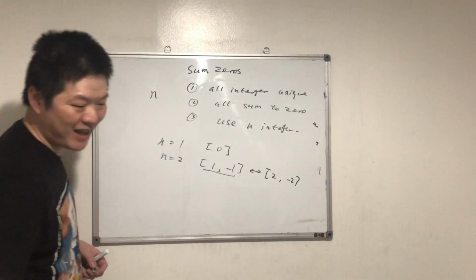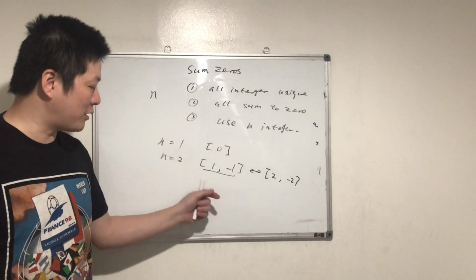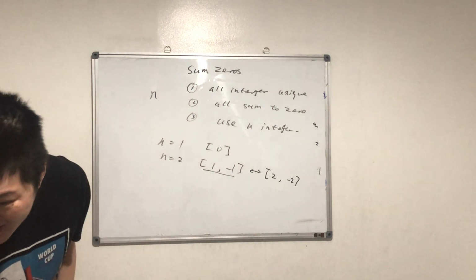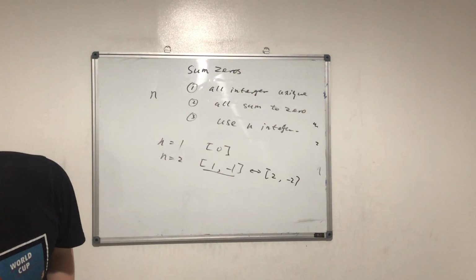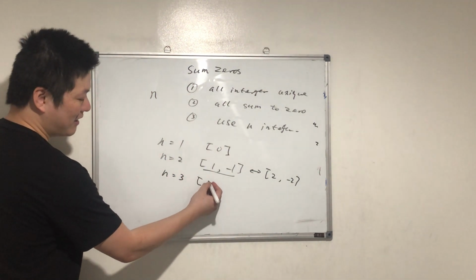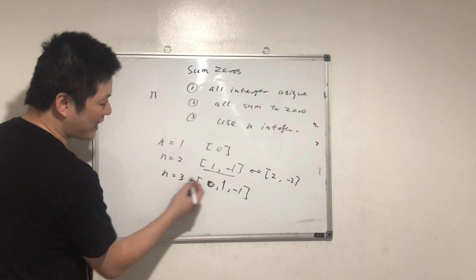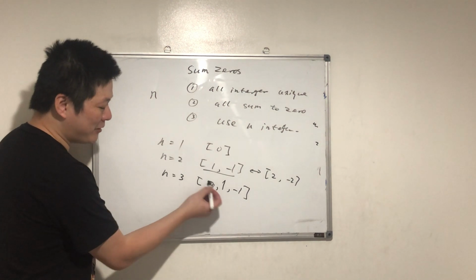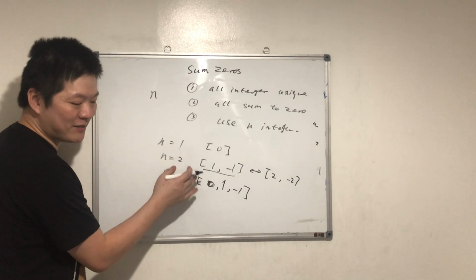So you can find unlimited ones, right? What does it mean? 1 minus 1, so you find two numbers that add to 0, and the two numbers need to be different. 1 and minus 1 will be 0, 2 and minus 2 will be 0, 3 and minus 3. How about n equals 3? 0, 1, minus 1. So when n is an odd number, you first put a 0, and then you're reduced to n equals 2. So this is one kind of strategy.